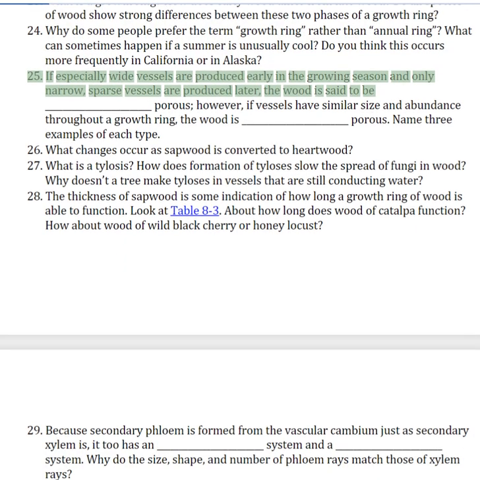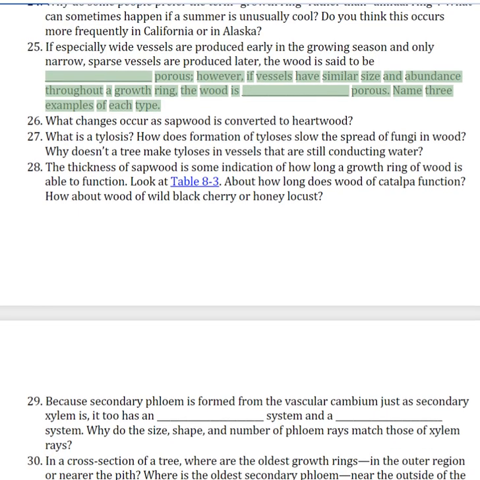25. If especially wide vessels are produced early in the growing season and only narrow, sparse vessels are produced later, the wood is said to be ring porous. However, if vessels have similar size and abundance throughout a growth ring, the wood is diffuse porous. Name 3 examples of each type.